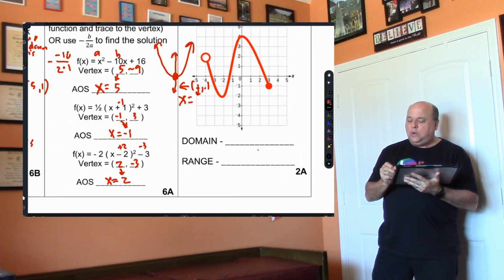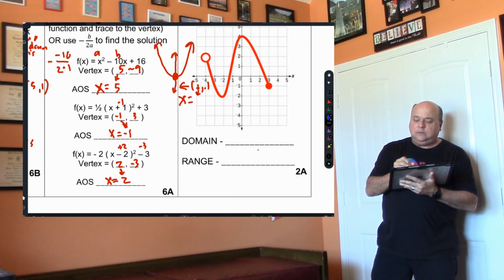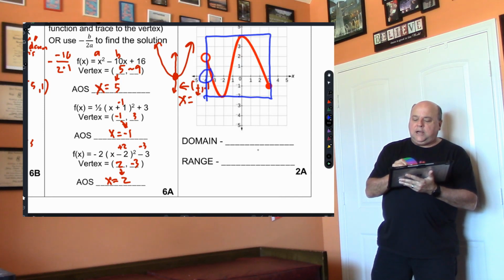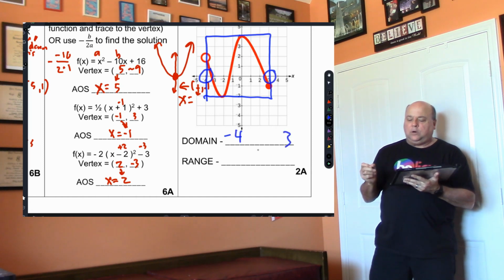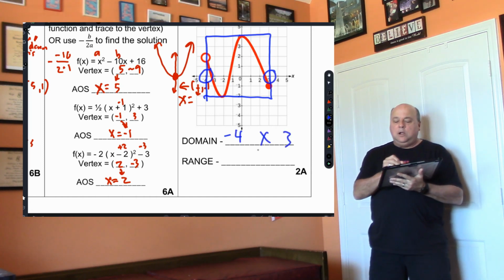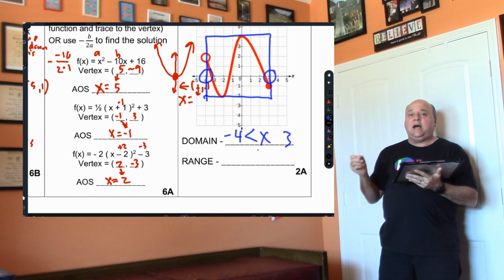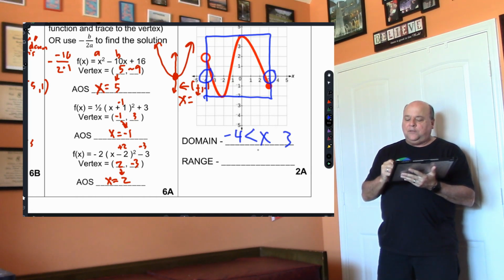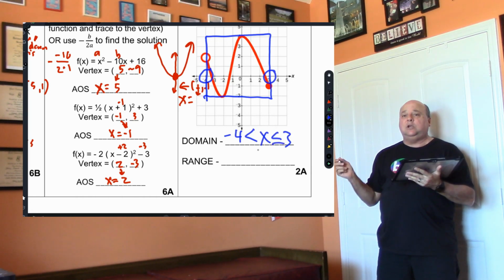And then on the last one, remember what I taught you to do. You're going to draw a box that contains the graph. Your domain is going to go from here to here. So my domain goes from negative 4 to 3. My x in the middle, the negative 4 has an open dot, so it doesn't get an equal bar. The 3 has a closed dot, so it gets an equal bar.